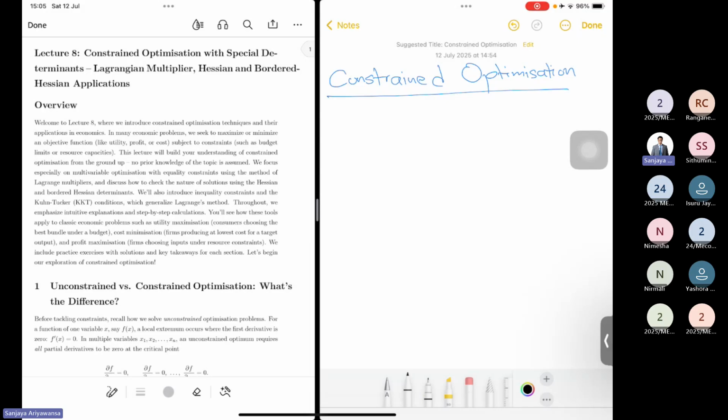So we're going to start this new lecture today, and we'll be finishing this lecture off on constraint optimization.